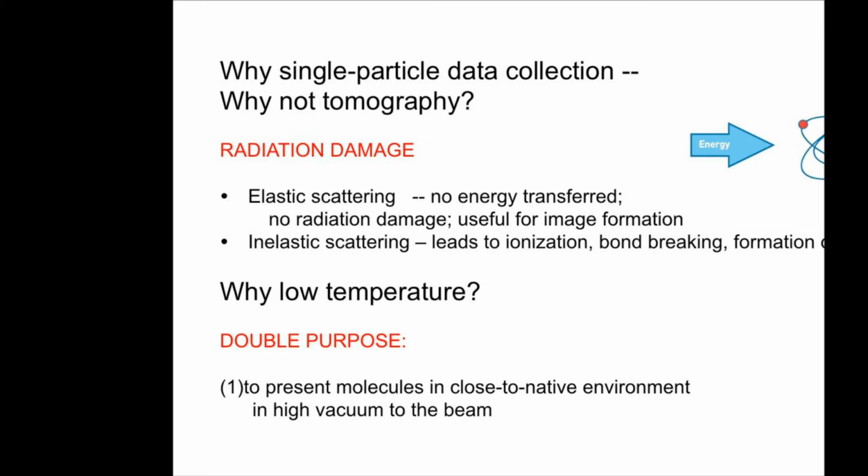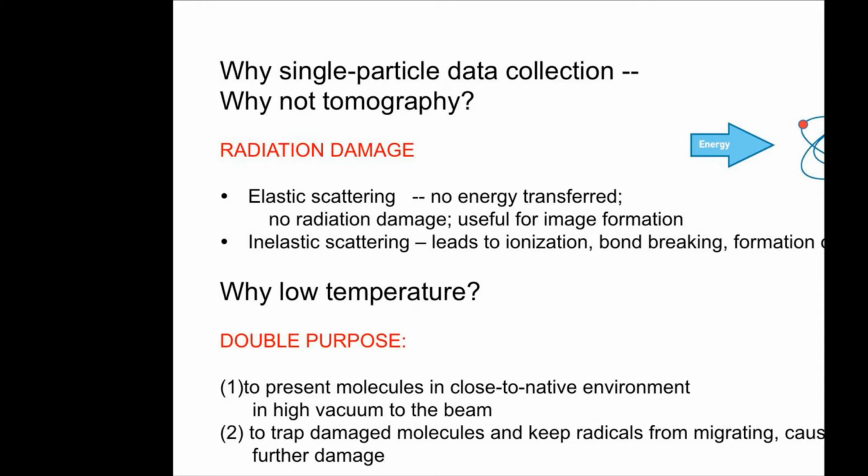Now the second one, maybe that's not so widely known, is to trap the damaged molecules and keep the radicals from migrating, which would cause further damage. So in fact, we might have damage there, but we don't see it because the radicals have no chance to migrate. Okay, so that's important to keep in mind. There's double purpose in going to these low temperatures.